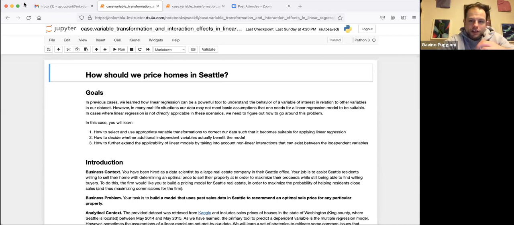So think that you are in this real estate company that not only helps sellers to sell their house, but also buyers to find their ideal home. And your job is to assist the Seattle residents that are selling their home to determine what is a good price based on the characteristics of their property, on the characteristics of their house. You do not want the price to be too high because nobody will buy the house. At the same time, you don't want the price to be too low because otherwise your client would be losing money by selling at a price that is less than the market.